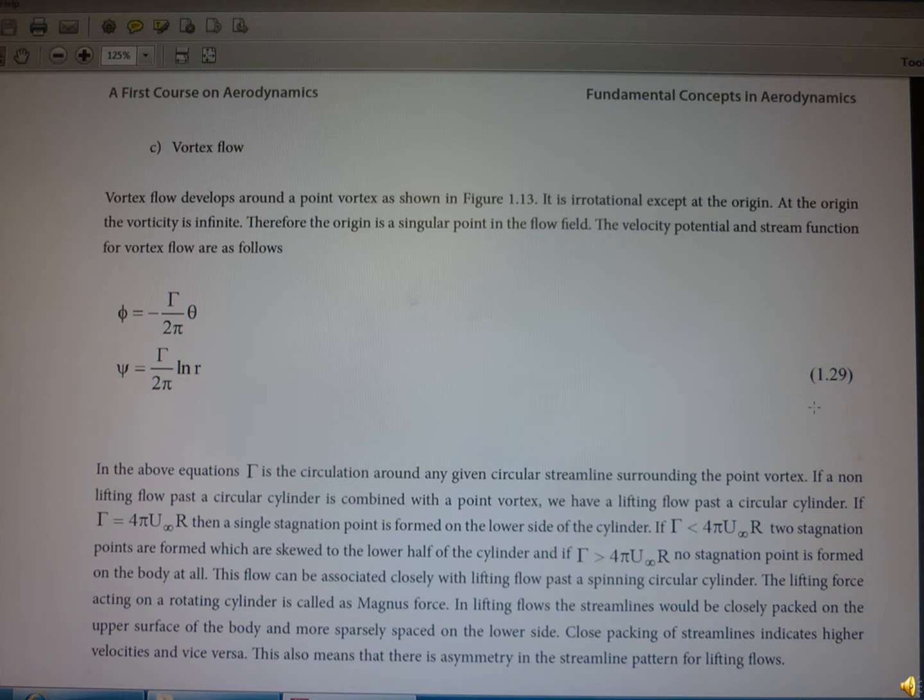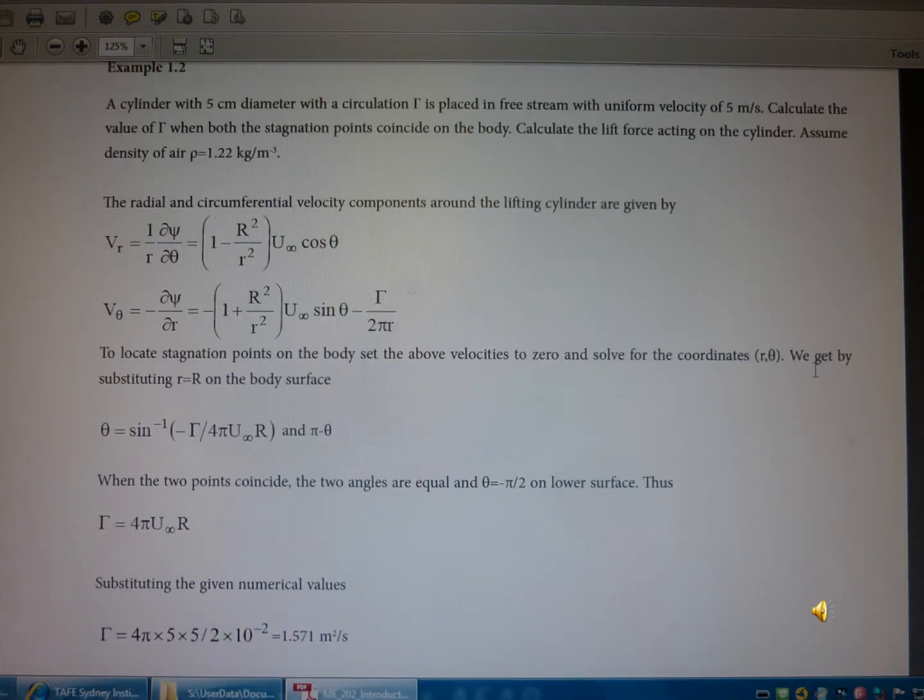So imagine that the radial and circumferential velocity components around this lifting cylinder are given by v r equal to 1 by r del psi by del theta, so 1 minus R squared by r squared, u infinity cos theta, and v theta equal to minus del psi by del r, equal to minus 1 plus R squared by r squared, u infinity sin theta minus tau by 2 pi r. In this case, theta is equal to sine inverse of minus tau by 4 pi u infinity R, and pi minus theta. Tau equals 4 pi u infinity R. So those are the circulation equations.